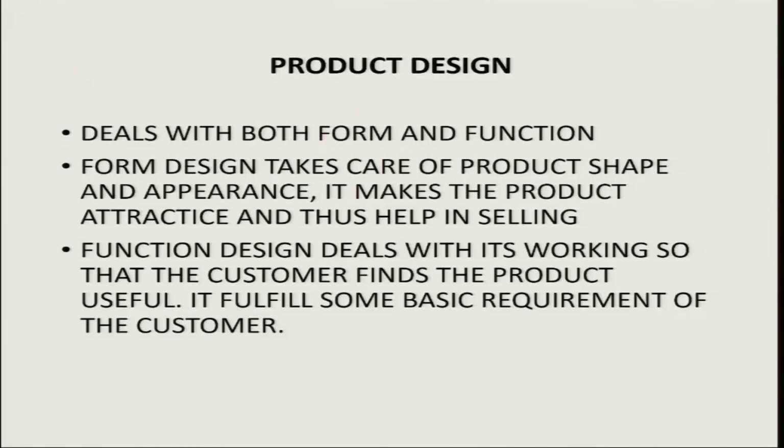So, product design deals with both form and function. Form design takes care of product shape and appearance. It makes the product attractive and thus helps in selling. When we go for purchasing, we sometimes get attracted by the product appearance itself. Function design deals with its working, so that the customer finds the product useful. It fulfills some basic requirements of the customer. In the case of a washing machine, washing of clothes is the basic requirement for which you are purchasing the machine.